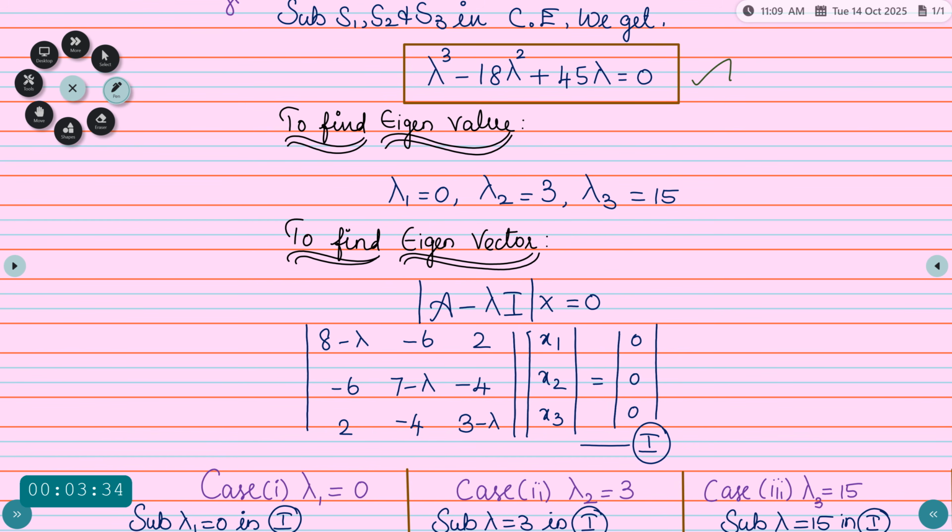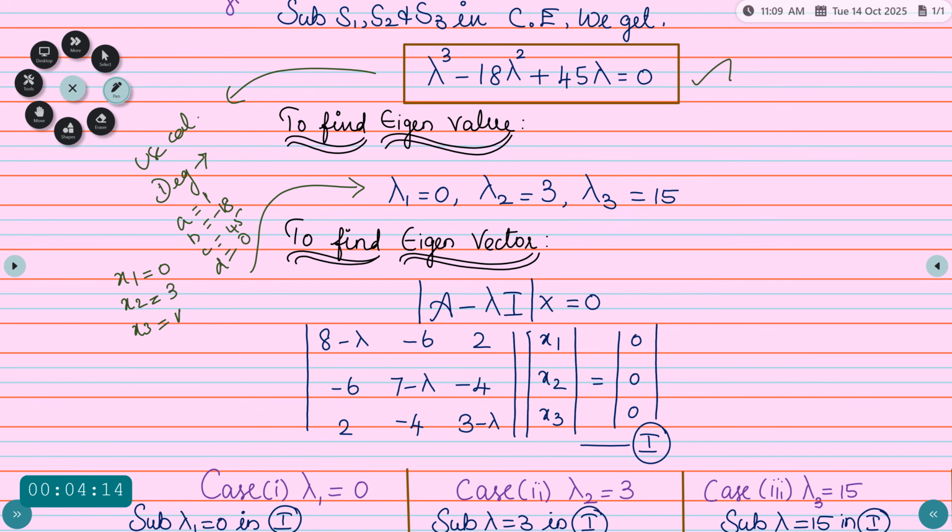Next, what is the next step? The next step is to find the eigenvalues of the given matrix. Using your calculator, go to the degree mode and substitute all the values A, B, C and D. A is 1, B is minus 18, C is 45, D is 0. You can easily get the answer: lambda 1 is 0, lambda 2 is 3 and lambda 3 is 15. In your calculator they are shown as x1, x2, x3; you convert them to lambda 1, lambda 2, lambda 3.